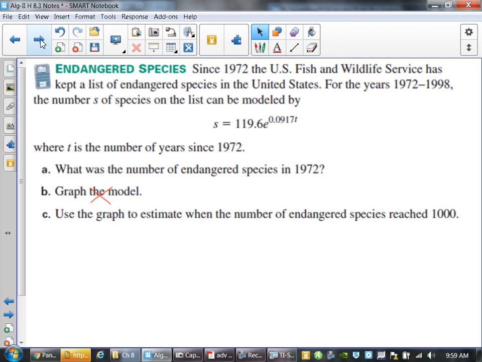No graphing, but can you put that in your calculator and figure out when to estimate the number of endangered species when it reached 1,000? Let's try that real quick. Just use the table function the exact same way as we did yesterday and the day before. So you have 119.6 e to the 0.0917 t. That's your list of endangered species. The initial amount of endangered species was 119.6.